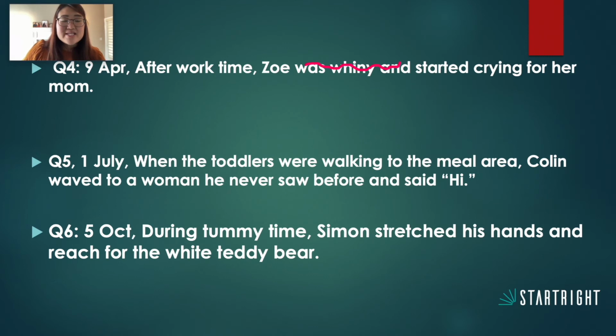Question 5. 1st July. When the toddlers were walking to the meal area, Colin waved to a woman he never saw before and said hi. I would question, he never saw before. How do you know he never saw her before? This is just a toddler, you know. Maybe it's his neighbor, maybe it's his auntie.